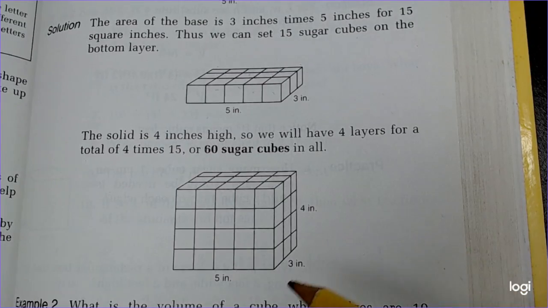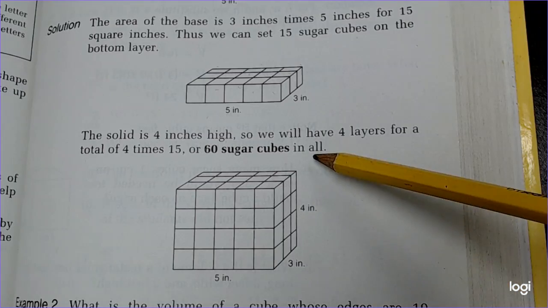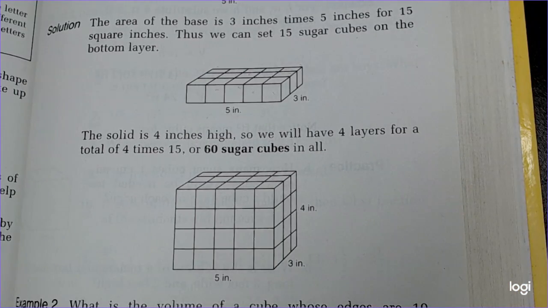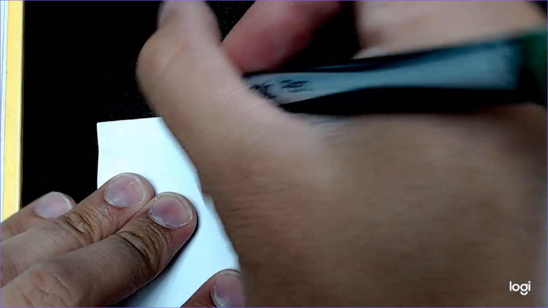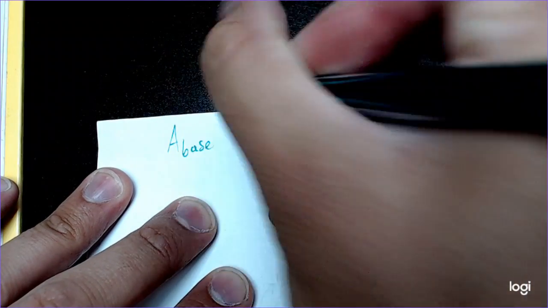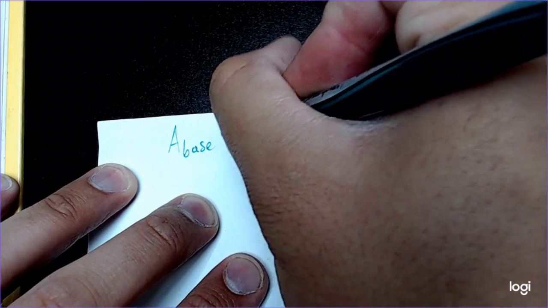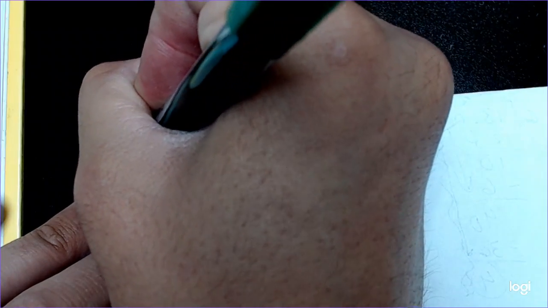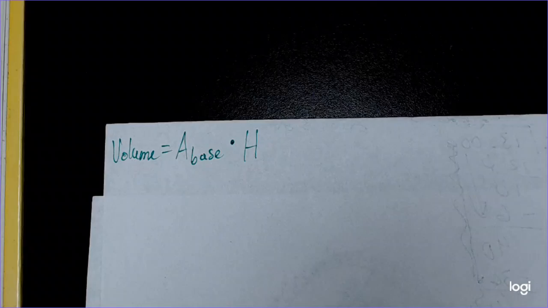So the way we find volume is we take the area of the base and we multiply it by the height. And that's the formula that I want you to memorize because it's more logical and it works for more shapes than just the rectangular solid. And the way that I'm going to write this and annotate this is I'm going to put A of base, that means area of base, times height. And that is volume, right?